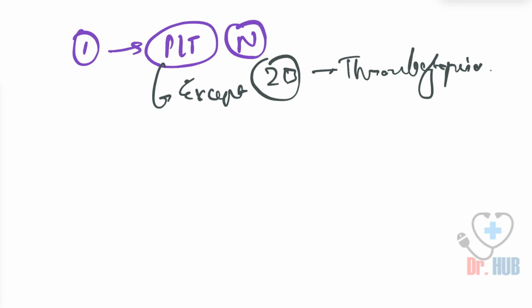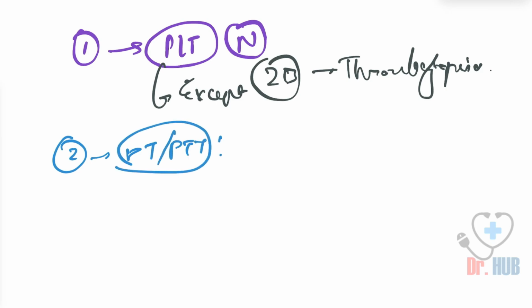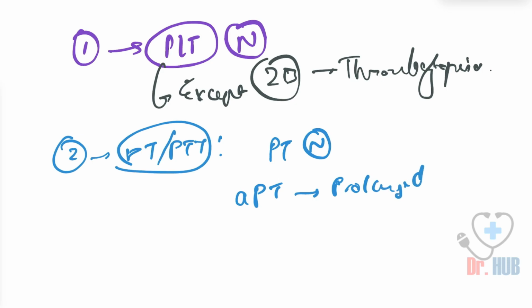The second question was about the PT as well as the PTT. Here the PT is normal, whereas the APTT is prolonged. So this was about von Willebrand's disease.